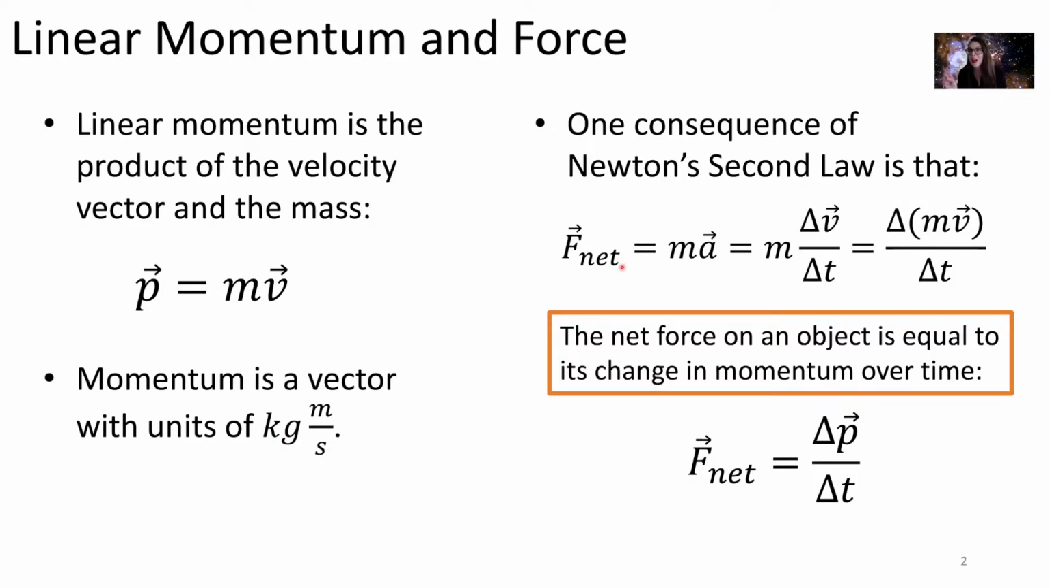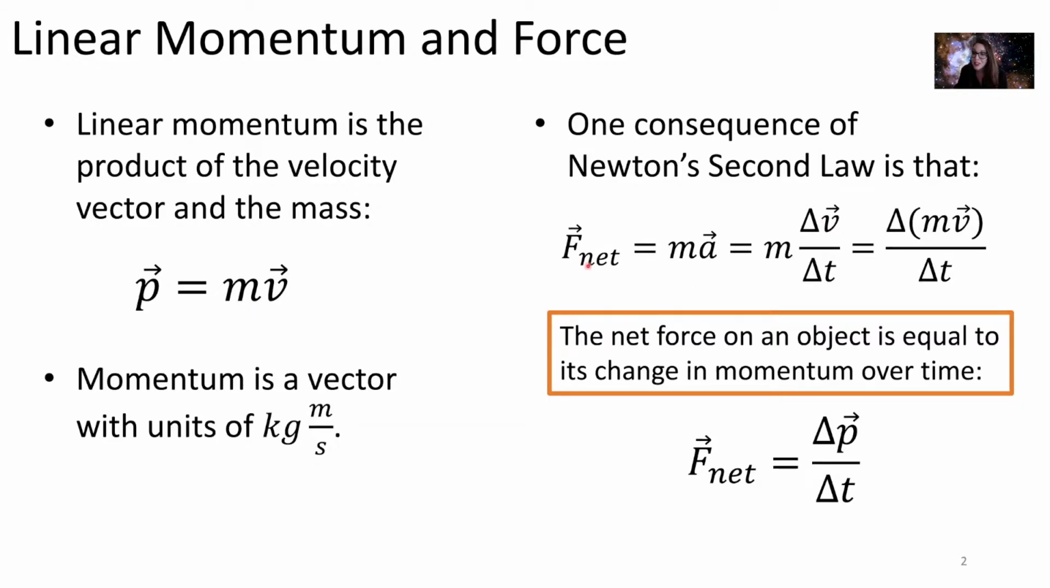Momentum comes out of a consequence of Newton's second law. So let's come over here. We've got Newton's second law: the net force is equal to the mass times the acceleration. Remember that the acceleration is the rate of change of velocity. So you can rewrite the acceleration as the change in velocity over the change in time. If we bring that m inside this little delta sign, our force is equal to the change in mass times velocity over the change in time. That mass times velocity is the same thing as momentum.